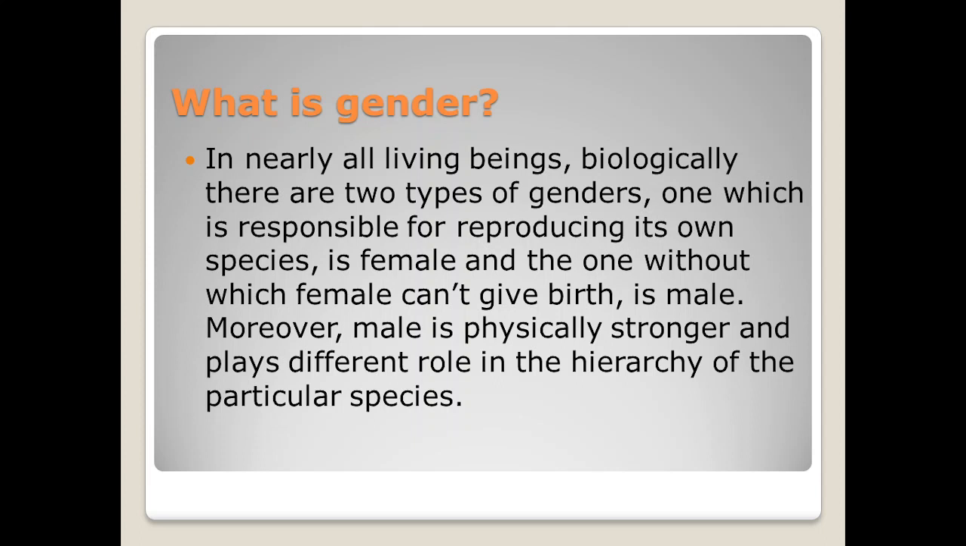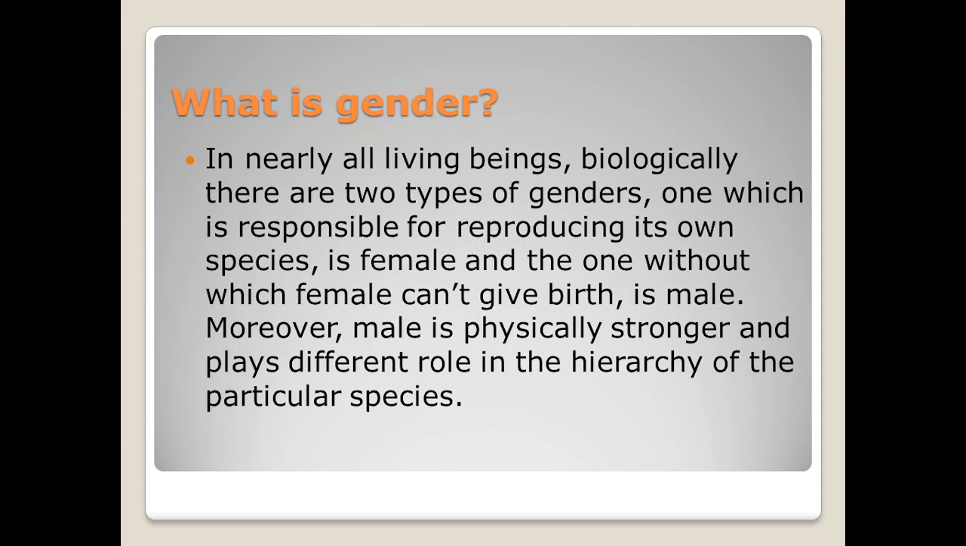In nearly all living beings, biologically, there are two types of genders. One which is responsible for reproducing its own species, which is female. You all know that females are responsible for reproduction, for continuing the species of mankind or any other species. And another is male. Without male, female can't give birth, so both are interdependent on each other. Also physically, males are physically stronger and play a different role in the hierarchy of a particular species.